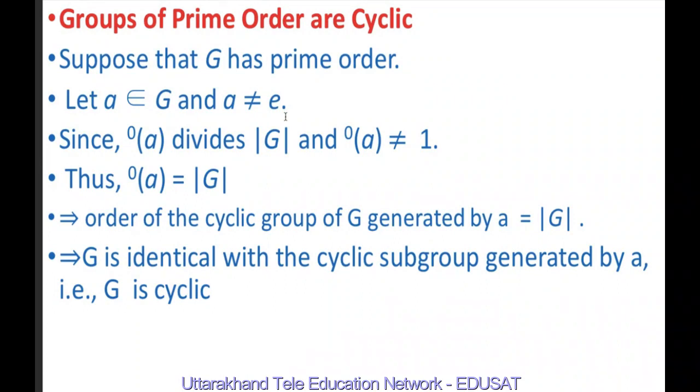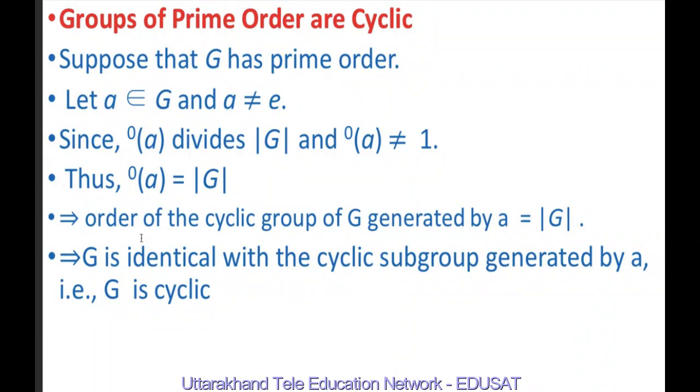Since the order of an element divides the order of a group, therefore we say that order of a divides order of G, and order of a is not equal to 1 because a is not an identity element. Thus, order of a is equal to order of G, because order of G is a prime number and it is not divisible by any other number.